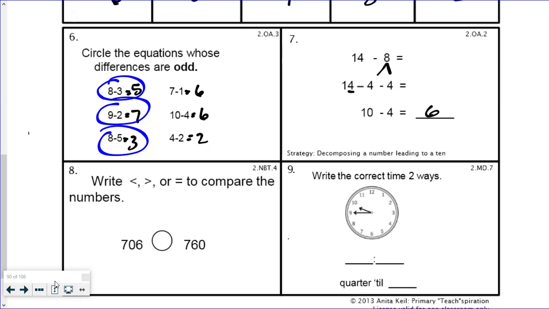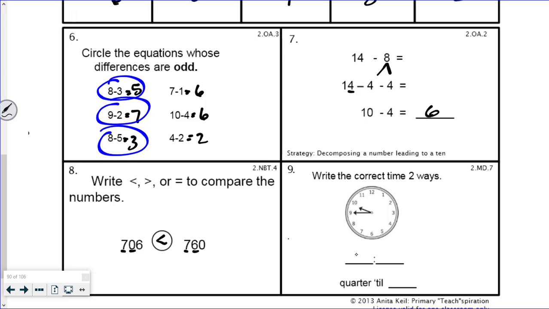Number 8, we got a less than, greater than, or equal to problem. These numbers look really similar, but if you start with the hundreds, they're the same. Okay. Then you go to the tens, there's no tens here and there's 6 tens here, which means that number's bigger. So 706 is less than 760. Then we're going to write the correct time 2 ways.